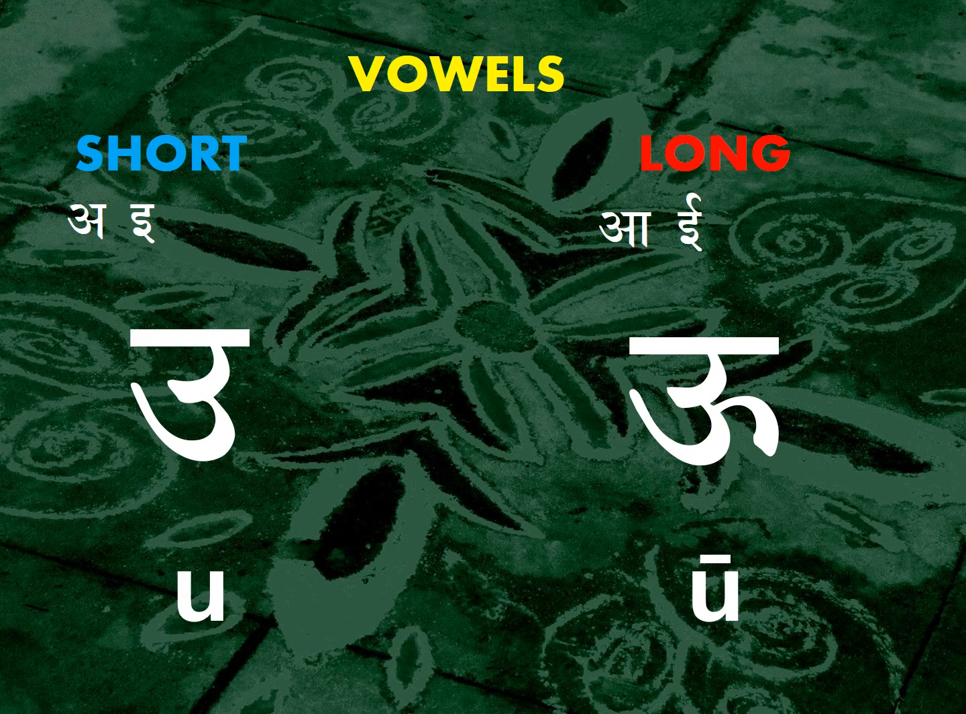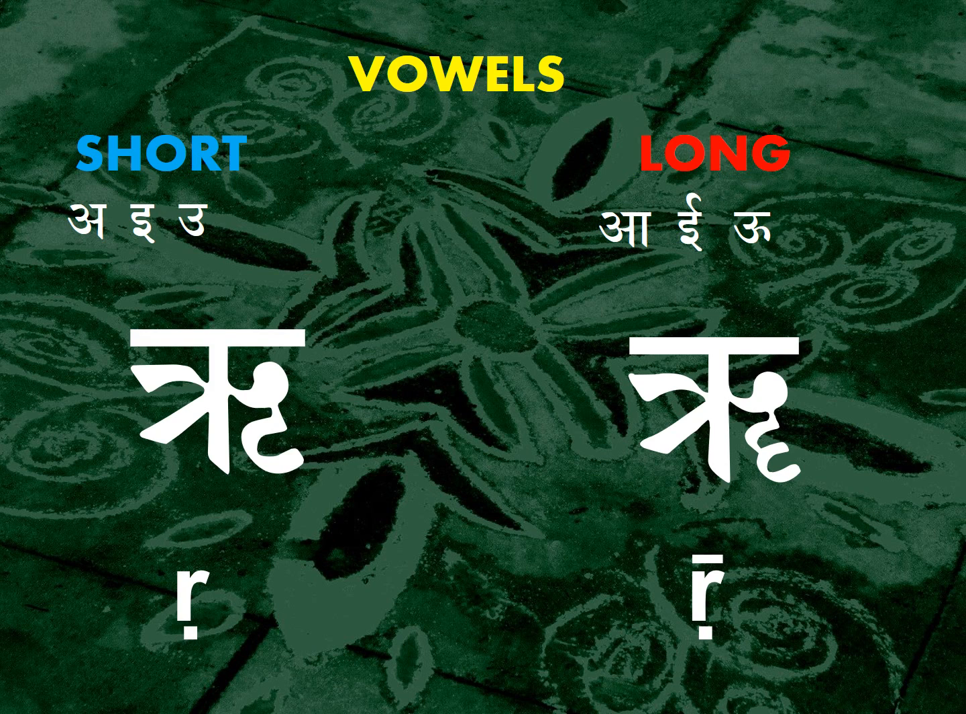Here is the u, the short version, as in pot, and the longer version, ū, as in shoe, except you keep the lips a little bit tighter together than in the English shoe. Instead it's shoe. ū.